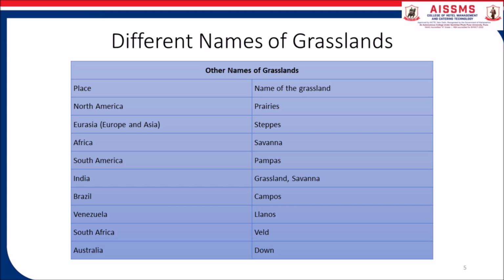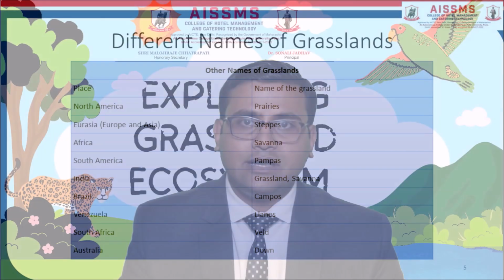In South America, it is known as pampas. In India, it is known as grassland savanna. In Brazil, it is known as campos. In Venezuela, it is known as llanos. In South Africa, it is known as veld. And in Australia, it is known as downs.